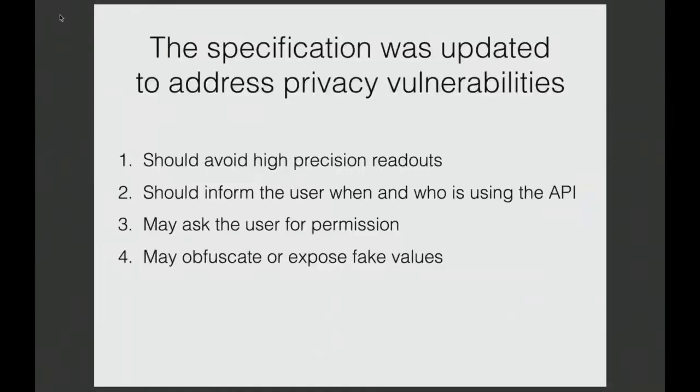And the spec was updated to address these vulnerabilities. Specifically, they said you should avoid these high precision readouts that would prevent this long-term battery capacity recovery. And you should inform the user when and who's using the API. And this I actually haven't seen in any of the browsers. It's a recommendation, but I'm not seeing it implemented. And then maybe ask for permission, maybe obfuscate or expose fake values if you'd like to.